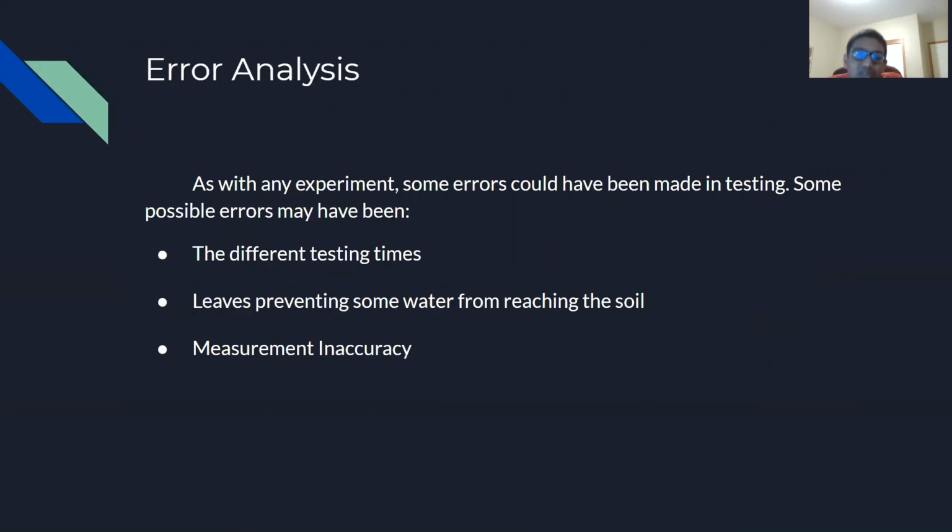And so, as with any experiment, some errors could have been made in testing. Some possible errors may have been that each plant was tested at slightly different times, as one person couldn't test each plant at the exact same time every single day. And when watering the plants, some water could have been prevented from reaching the soil because of leaves or other mishaps, which could have caused the plants to decay a little bit more. And the last one is just measurement inaccuracy, which is something that would come with any human because of human error.